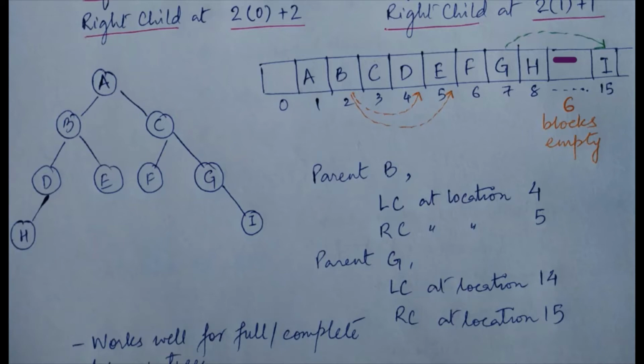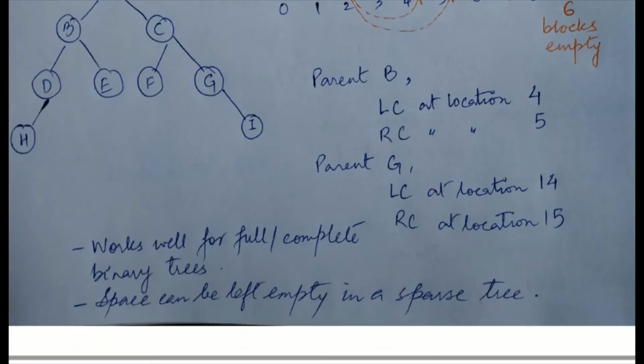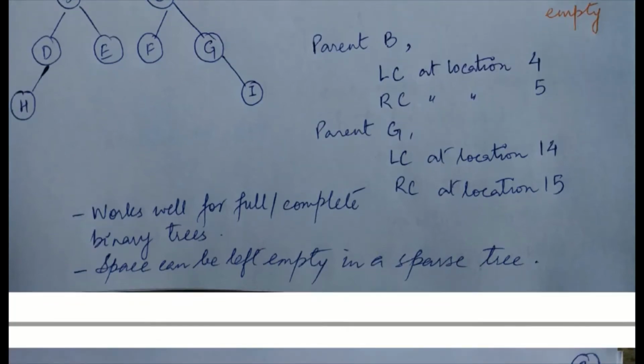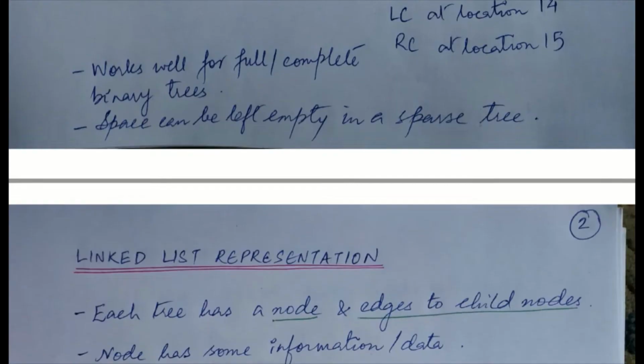Because of this issue of empty spaces in the array, it's better for such kinds of trees to be implemented using the pointer method. So this works well for full and complete binary trees, like I said, and you'll have empty spaces in case you do not have a complete tree.